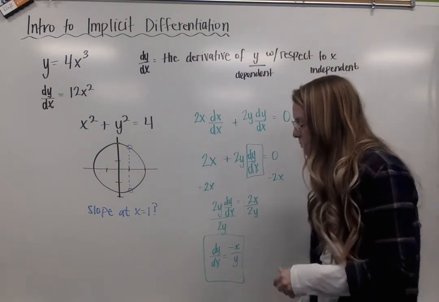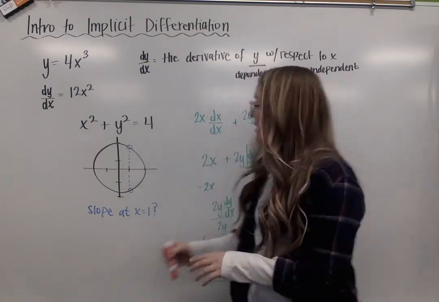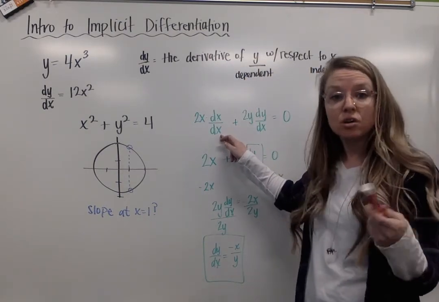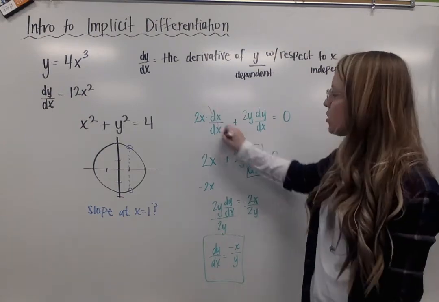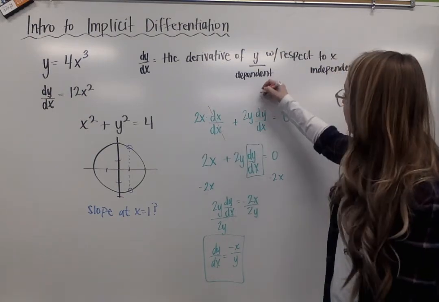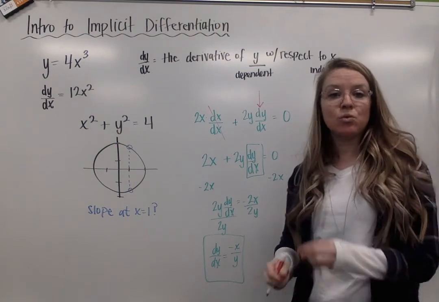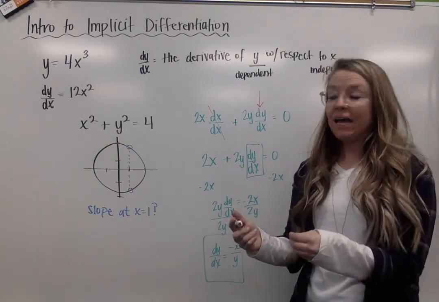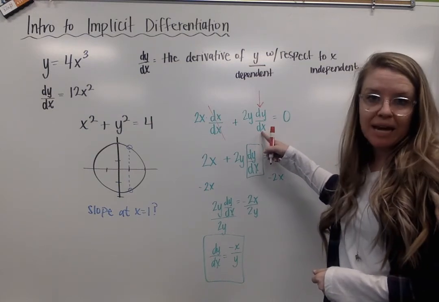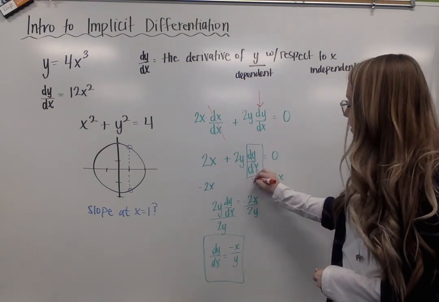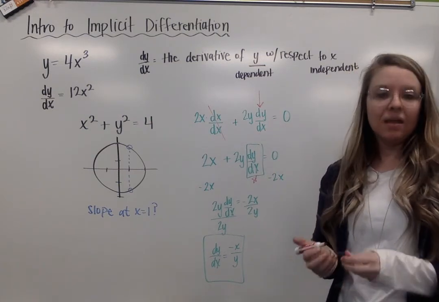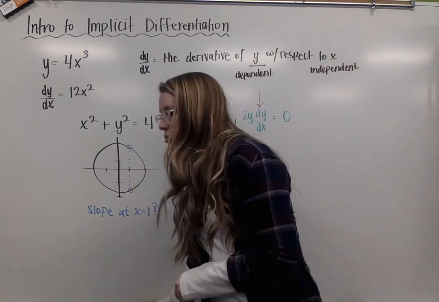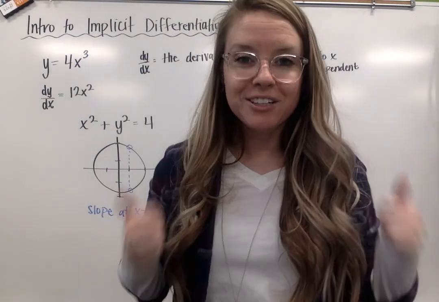The only thing that's happening here, it's kind of new, this dx dx, we don't have to worry about that because dx dx is always going to be 1. That's always going to reduce out. But we're always going to need that dy dx. So anytime we take the derivative of y, we're going to multiply by dy dx. And then our goal is to isolate our dy dx. Okay, so check back. I'm going to go through a couple of examples. Make sure we understand what we're doing.